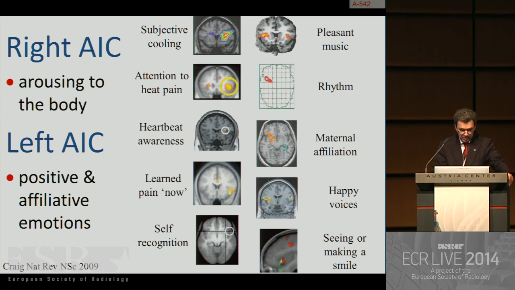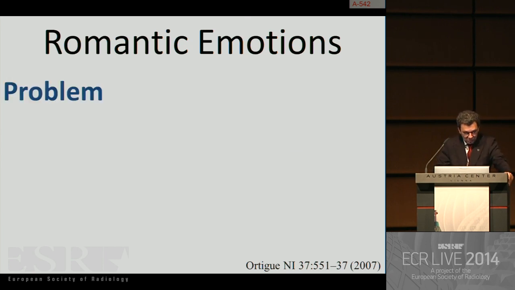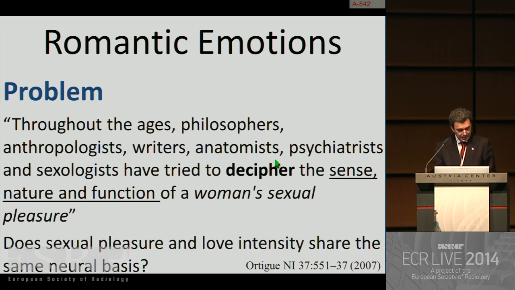It's not the way that we, as radiologists, neuroradiologists, look at it. And, of course, romantic emotions. One of the things that in life plays one of the biggest roles. One of the problems, it seems, according to a paper written by a woman scientist, is that throughout the ages, philosophers, anthropologists, writers, anatomists, psychiatrists, and sexologists have tried to decipher the sense, nature, and function of a woman's sexual pleasure.